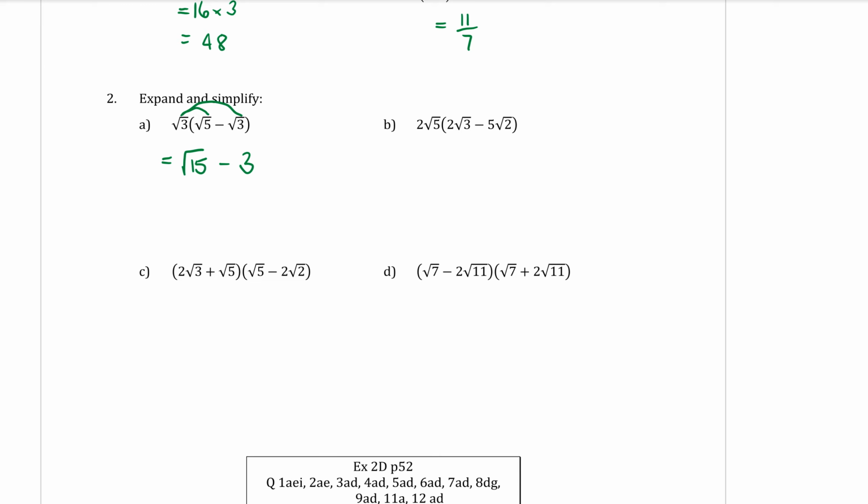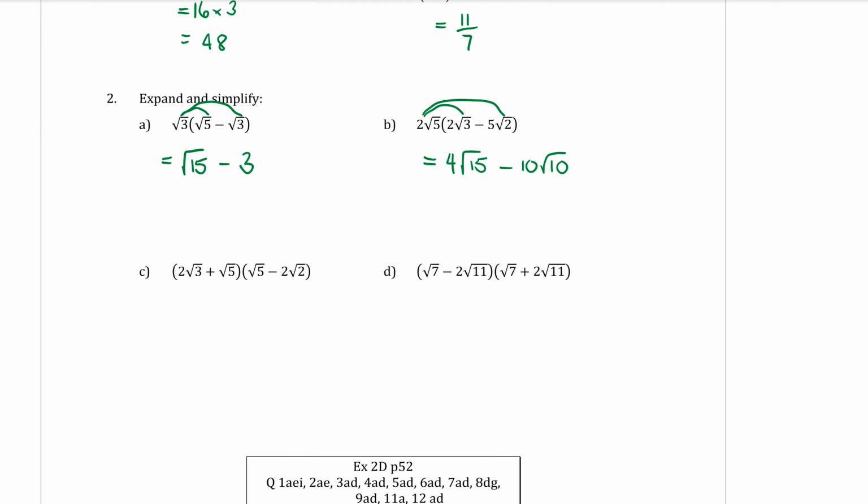On to the next one. Distributive law. So 2 root 5 times 2 root 3. The big number's at the front. 2 times 2 is 4. 5 times 3 is 15, so 4 root 15. Then the minus sign. Now for the second one. 2 times 5 is 10. Root 5 times root 2. Timesing those numbers together gives me square root of 10. Looking for simplifying, but again, no, nothing can be simplified there.